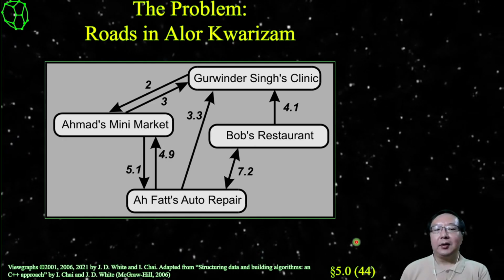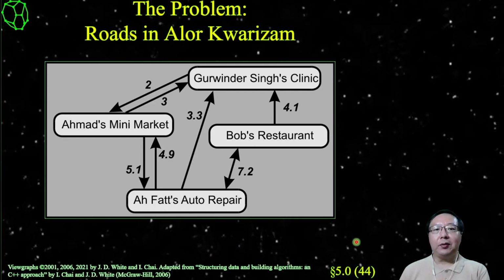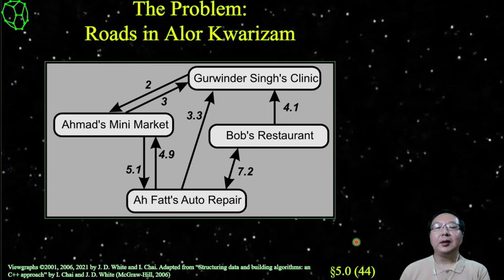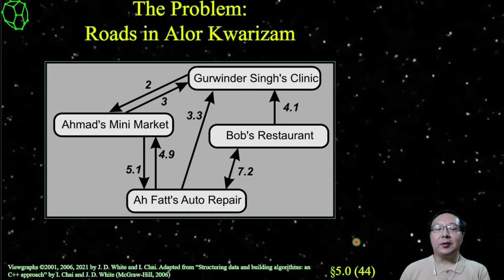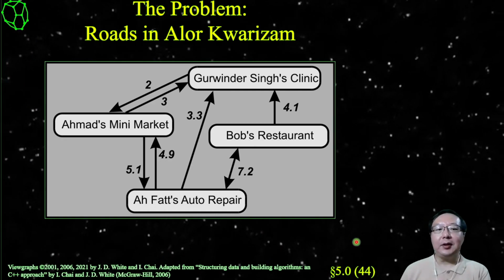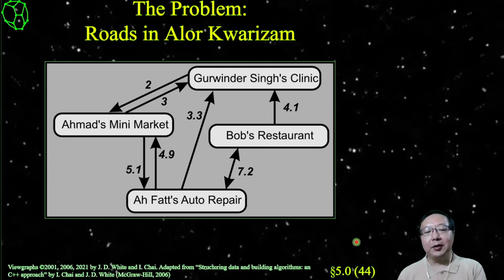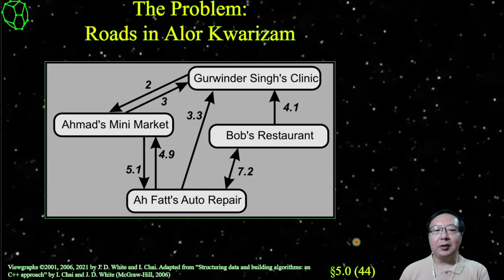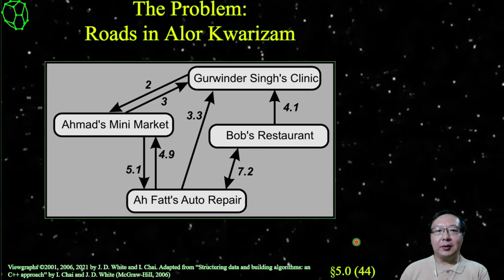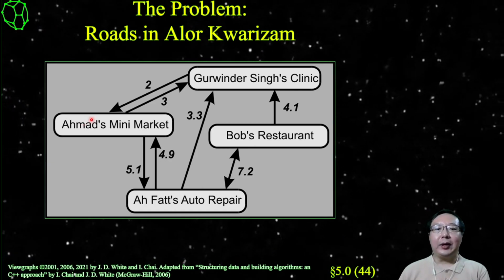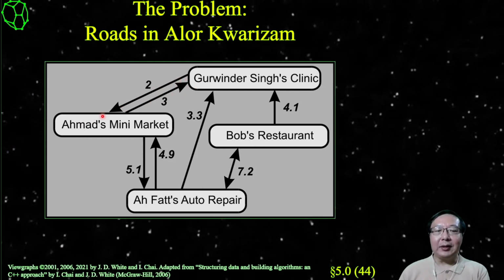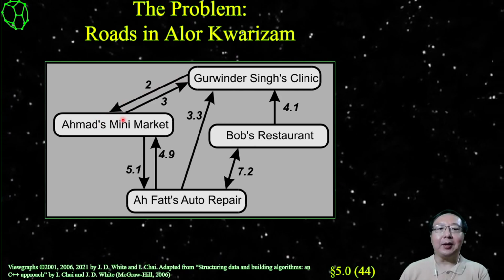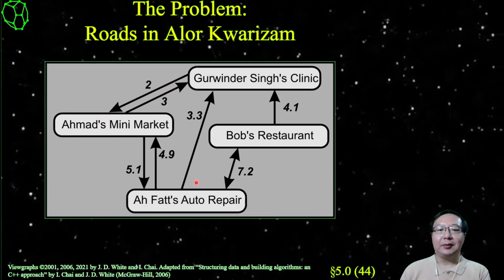Okay, take for example this problem. We've got roads in this village called Alor Khwarizm. And we've got several businesses. We've got Govinda Singh's Clinic, Ahmad's Mini Market, Bob's Restaurant, and Afat's Auto Repair. Because in this village there are some one-way streets, the time taken is not the same. It takes 2 minutes from Govinda Singh's Clinic to Ahmad's Mini Market, but it takes 3 minutes to come back, and so on.